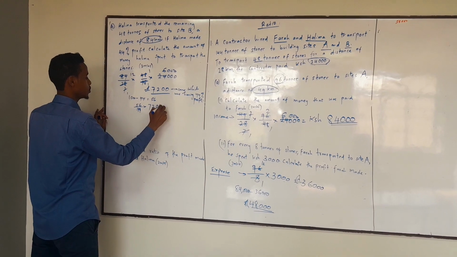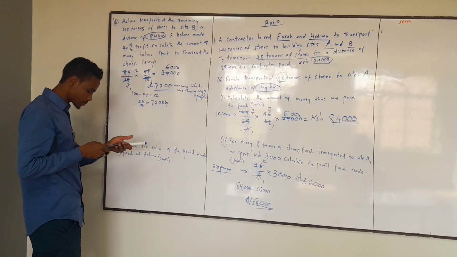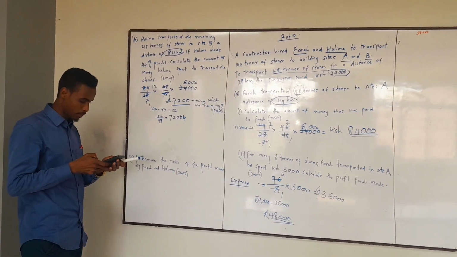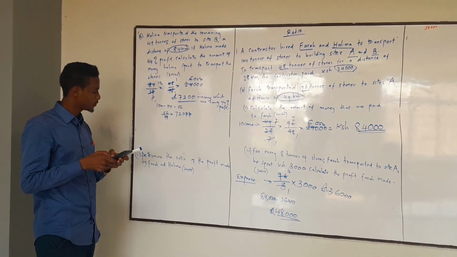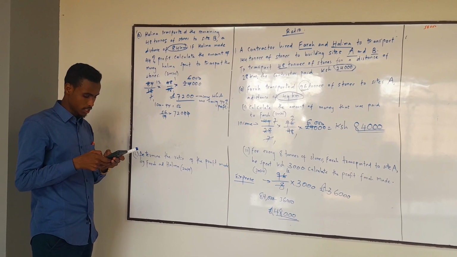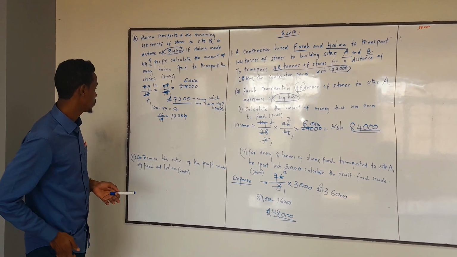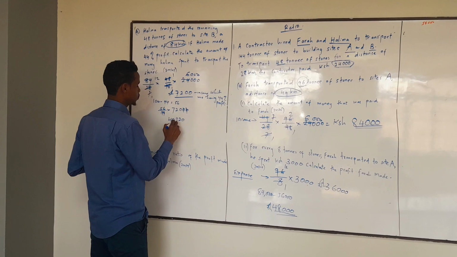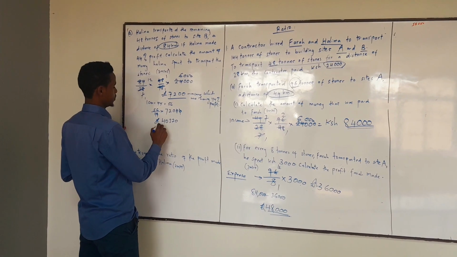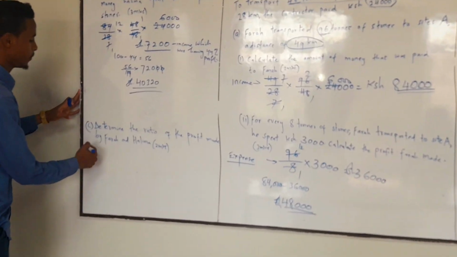Now let's multiply this using a calculator very quickly. Now if we multiply 56 times 72,000, we get 40,320 shillings. Very good. Lastly, determine the ratio of the profit made by Farah and Halima.